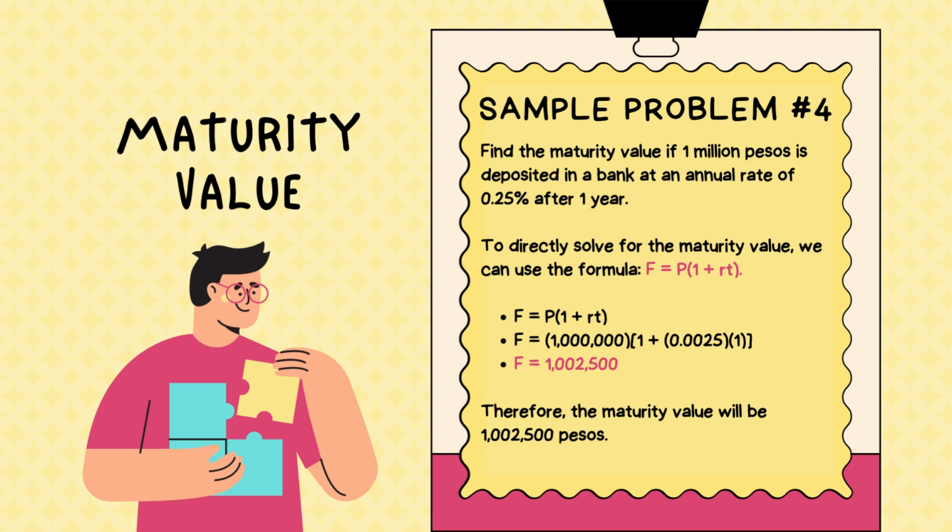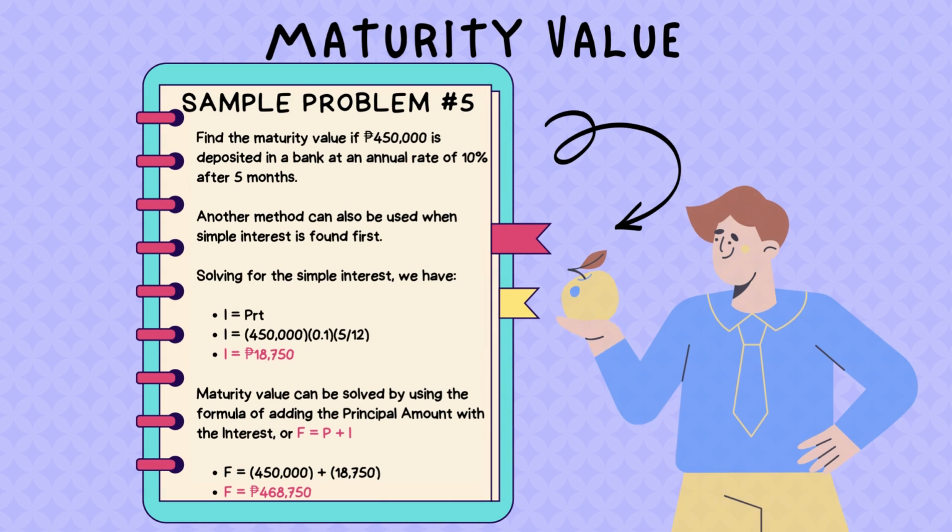Sample problem number 4. Find the maturity value if 1 million pesos is deposited in a bank at an annual rate of 0.25% after 1 year. To directly solve for the maturity value, we can use the formula F = P(1 + RT), and then we substitute the values in the formula. We have the maturity value is equal to 1,002,500 pesos. Therefore, the maturity value in the problem will be 1,002,500 pesos.